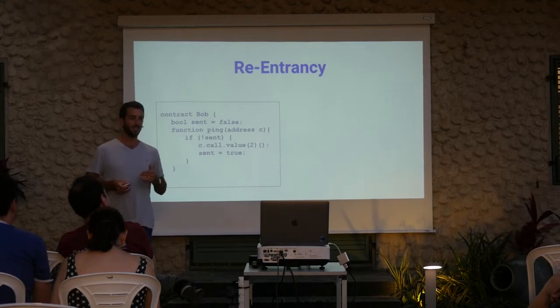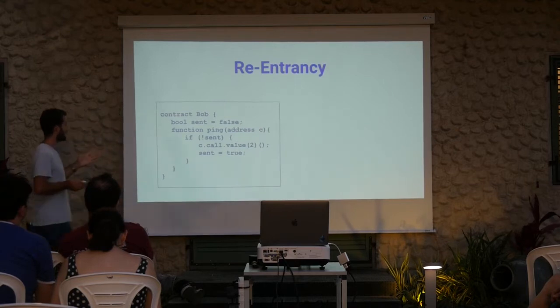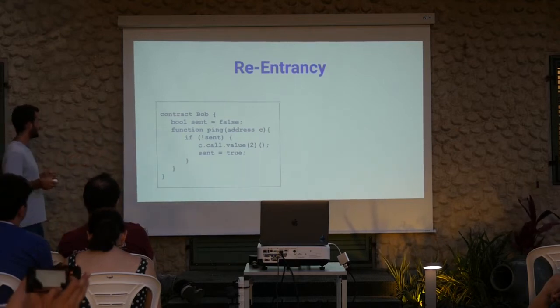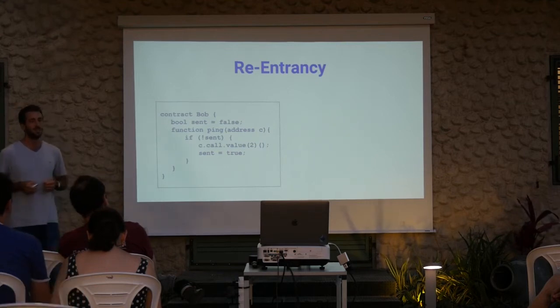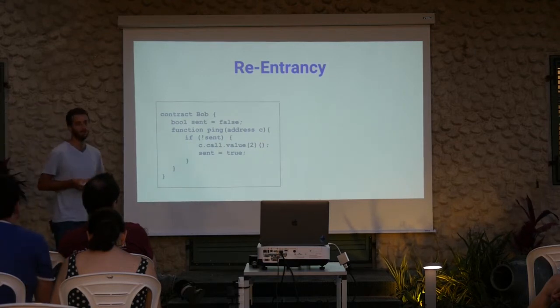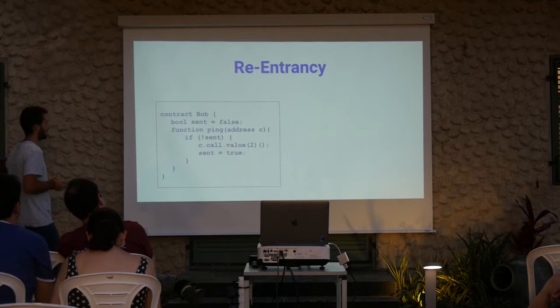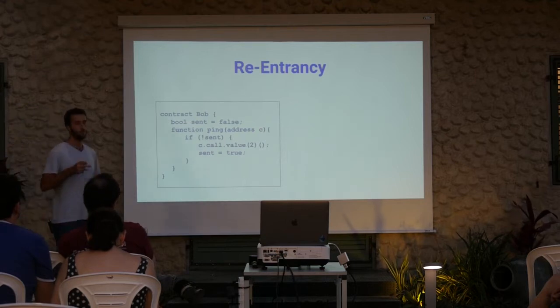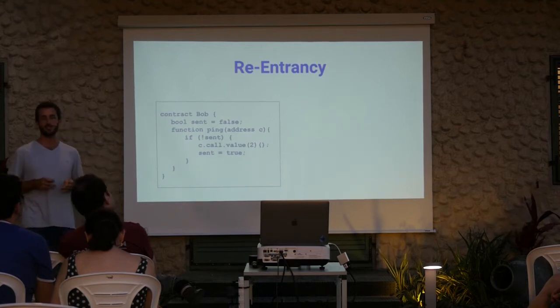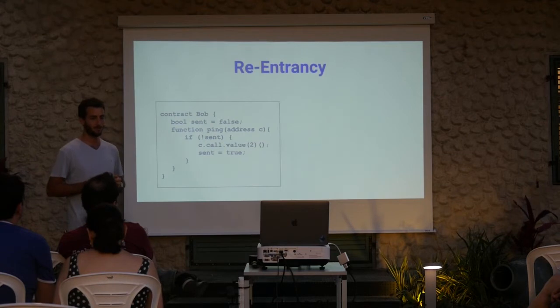All right, so this is a really interesting vulnerability, the re-entrancy. Here we have a contract Bob, which has a local Boolean variable sent, which is set to false, and the ping function, which has one argument of kind address. The ping function checks if sent is false, and then sends 2 wei, which is the smallest amount of ether, to this address c, and after that sets sent to be true. All right, so what is the problem here?